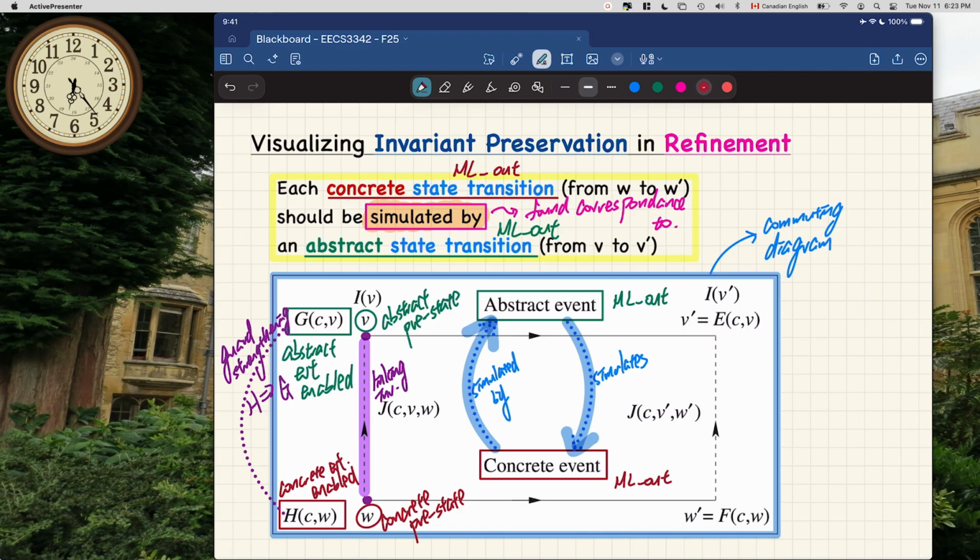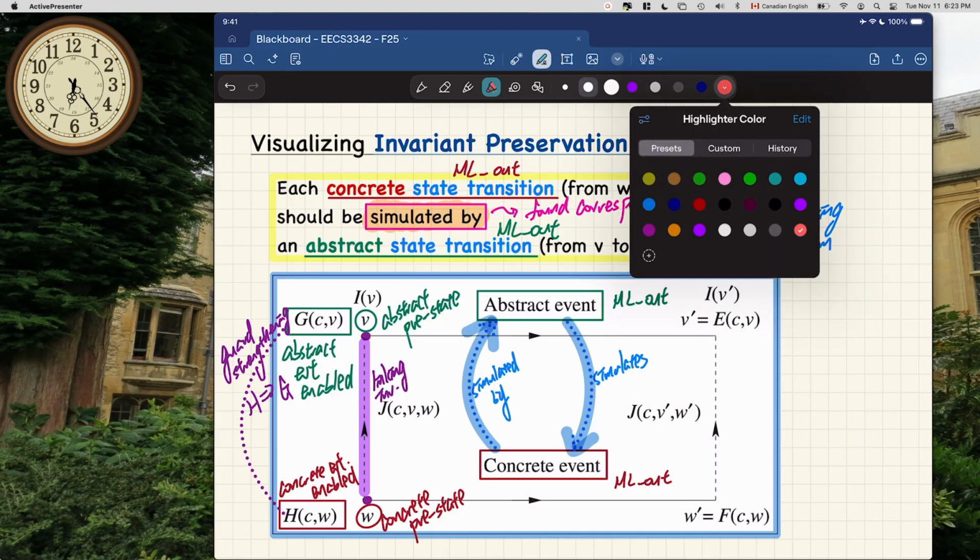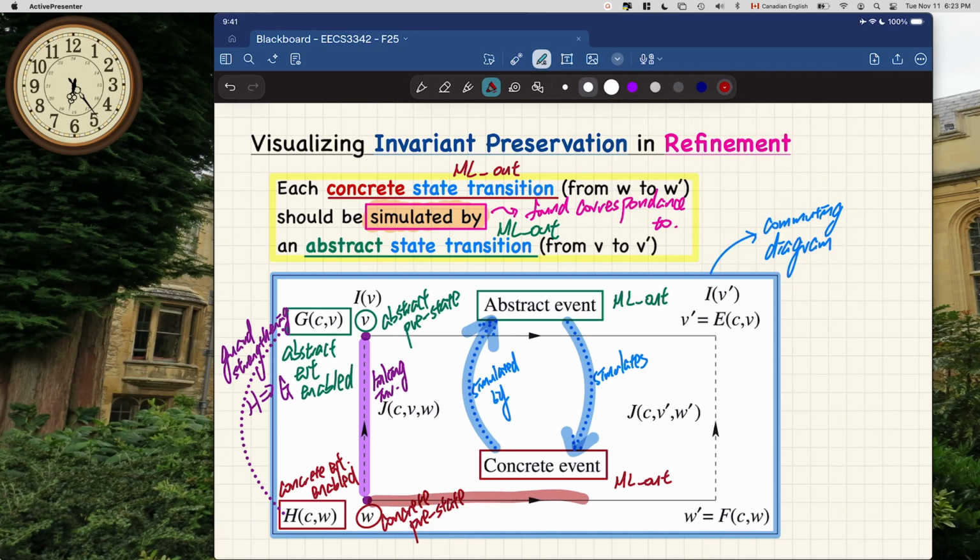Let me use a highlighter. I think that'll be better. So we make a concrete transition because the concrete guard is enabled. Correspondingly, we also make an abstract transition as well, right here. Okay, they both terminate, and then you can see we now have two post-states, right?